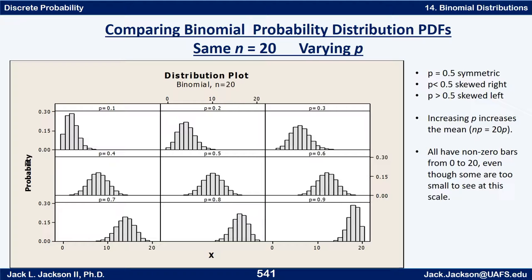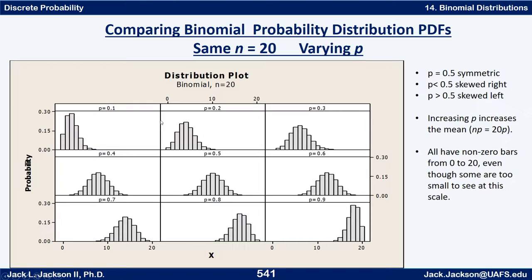In all of these, n is 20. So there are actually 21 bars. There's a bar with x is 0, x is 1, 2, 3, all the way up to x is 20. Now some of these bars are so short we can't see them here, but they're not completely zero. They're just close to 0, so close that for practical purposes they might be 0, but not theoretically. If we zoomed in enough, we could see some bars there. But on this scale we can't. And I used Minitab to generate several of these graphs all at once.